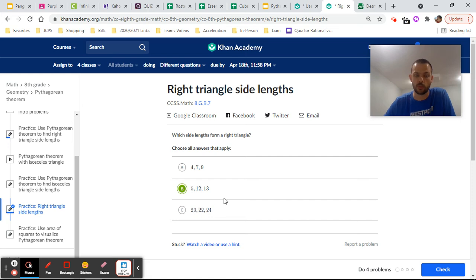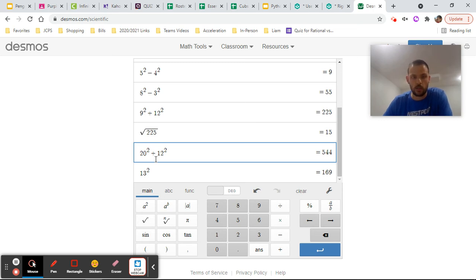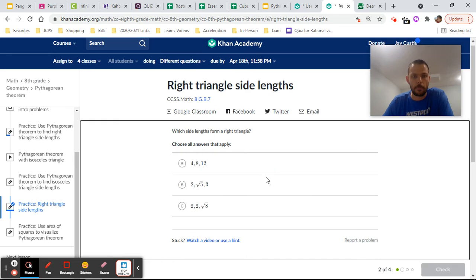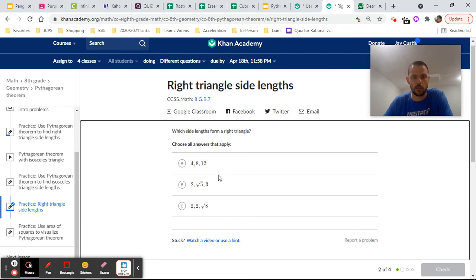So we also need to check the 20, 22, 24. All right, so we have 20, 22, and 24, not the same. So there's just the one answer this time. All right, 4, 8, 12, same thing as last time. 4, 8, and 12. 8, 4, 12, not the same, okay?